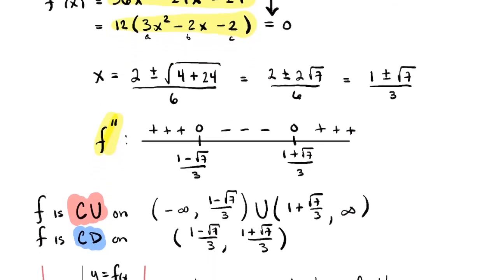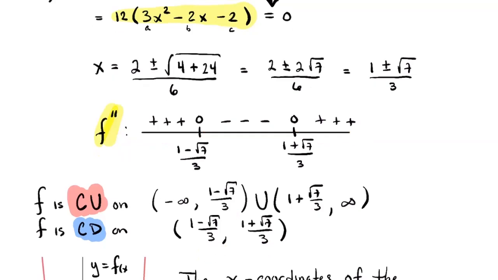So f is concave up. The colors will make sense here in a second. Wherever that second derivative is positive. That second derivative is positive from negative infinity up to 1 minus root 7 over 3, and then again from 1 plus root 7 over 3 to infinity. All right. So I've got those two symmetric values about the x-axis. Good. Where's it concave down? It's concave down where the second derivative is negative. So that's between those two numbers, 1 plus and minus square root of 7 over 3.